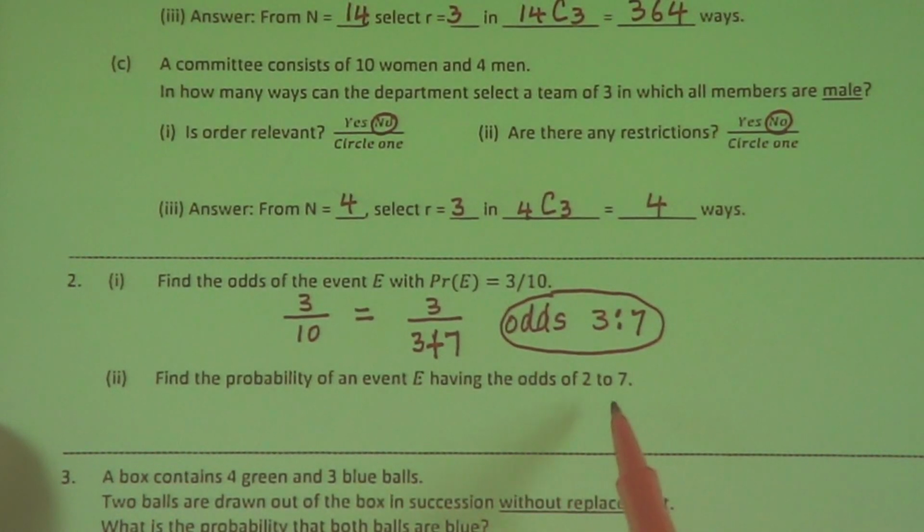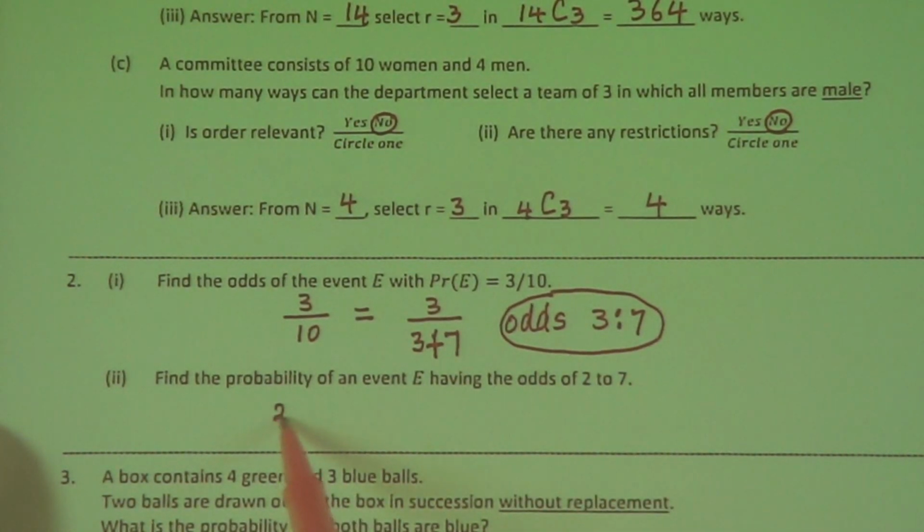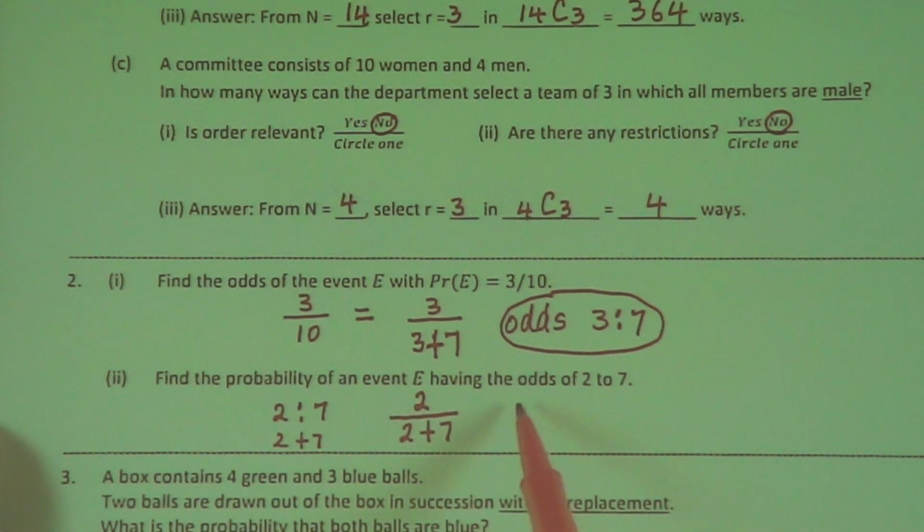Suppose now you're given the odds as 2 to 7. Like I did before, add these two. So here you're going to have 2 plus 7, and 2 are favorable. So the probability will be 2/9.